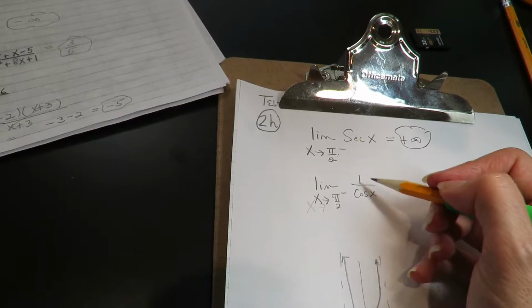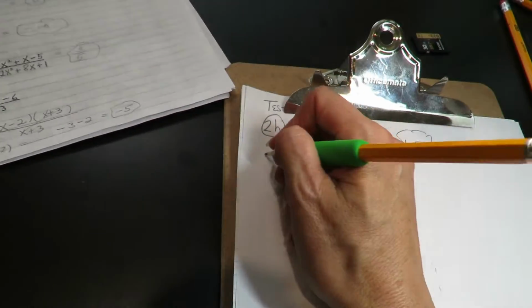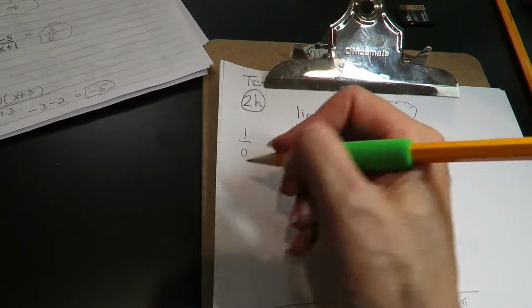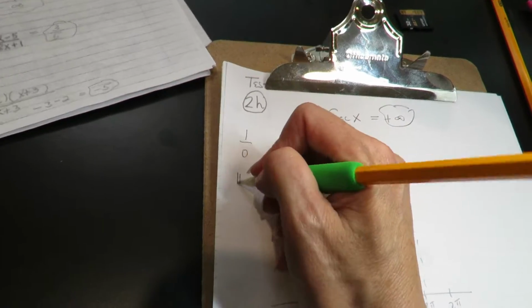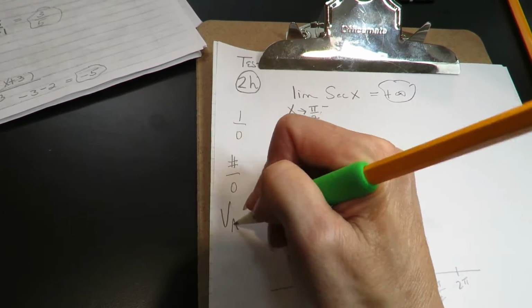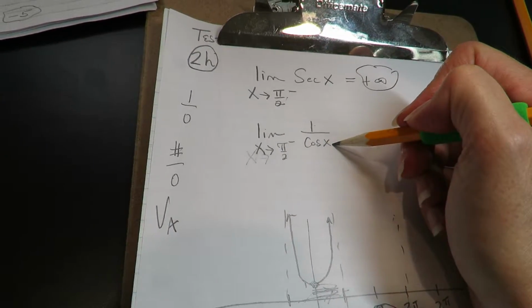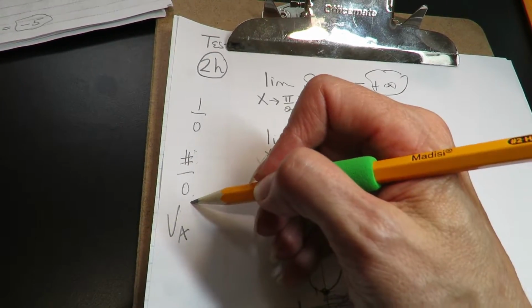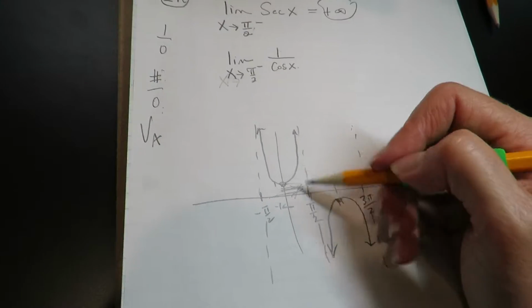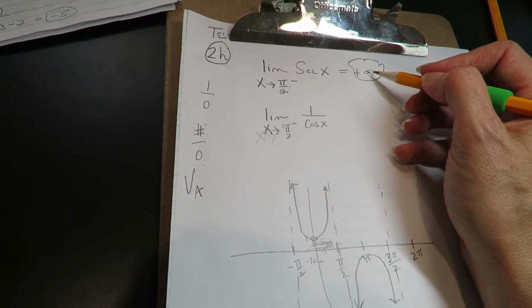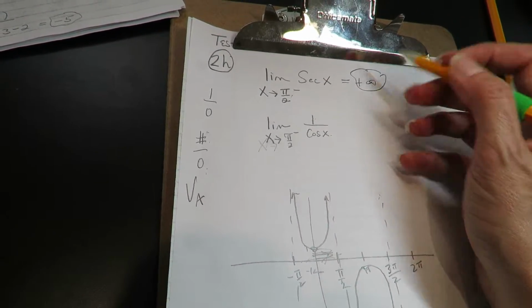So some ways you could have figured that out: if you actually plug in pi over 2, it's 1 over 0. And we know that a number over 0 is a vertical asymptote. So you probably had a sense that you were hitting a vertical asymptote when you got a number over 0. Graphically, you can see it here. You're shooting up to positive infinity.